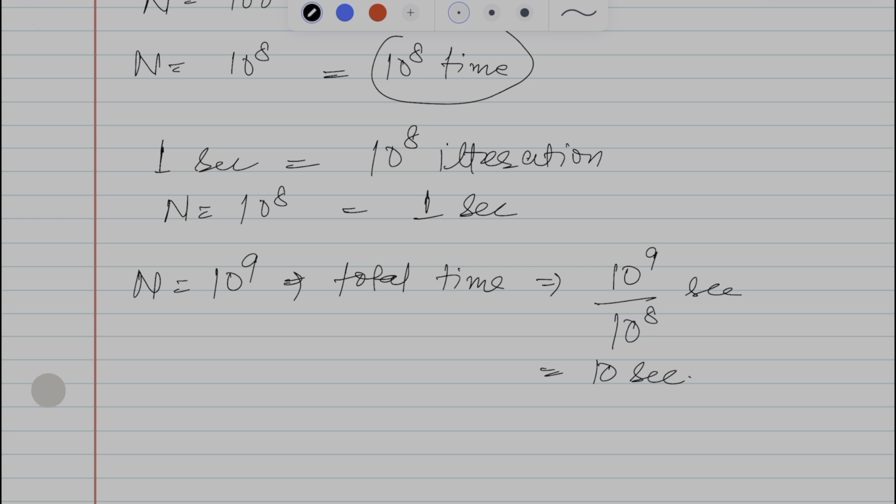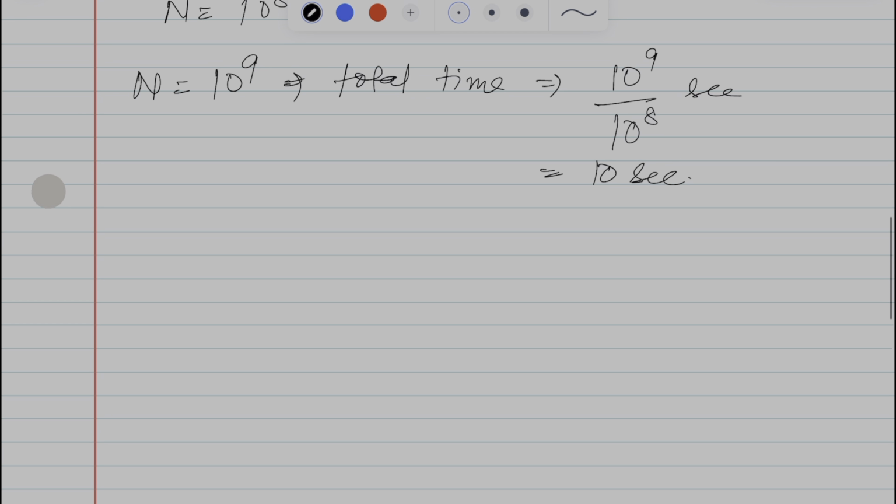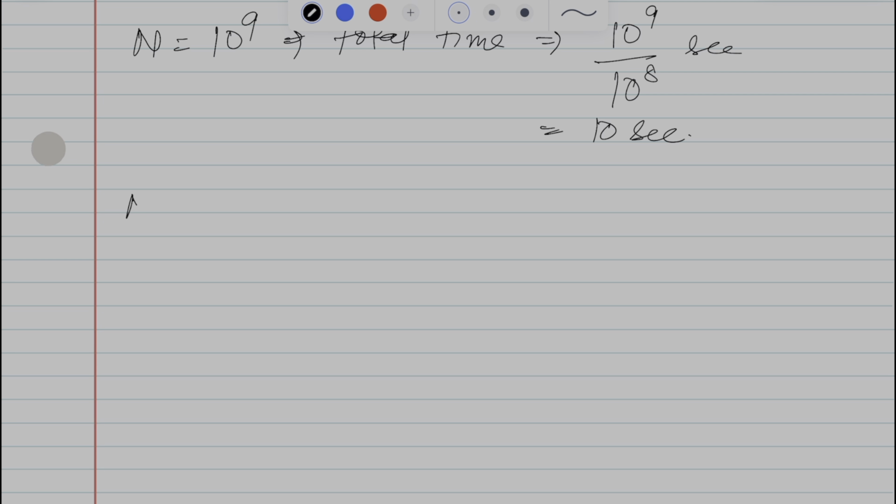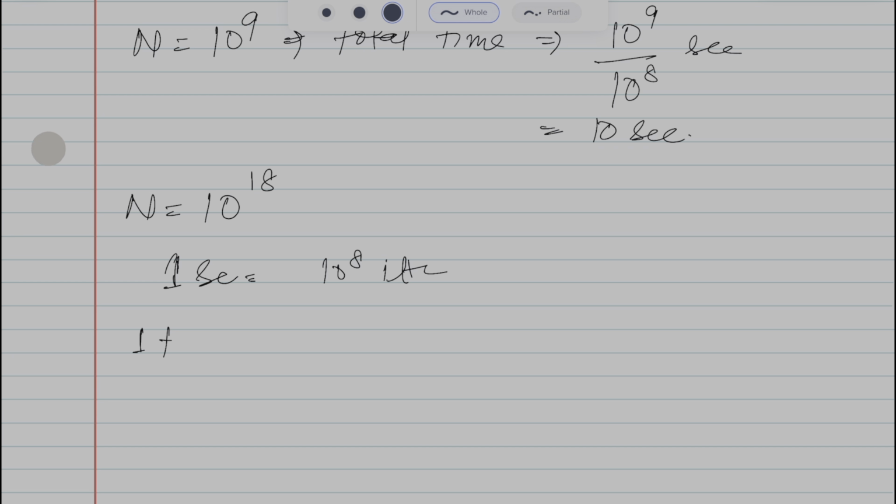Now let's suppose there is again a larger input. Let's take n equal to 10 to the power 18. This is a very large number. Now let's calculate the time taken by it. If we say 1 second equals 10 to the power 8 iterations, then one iteration will be done in 1 upon 10 to the power 8 seconds.